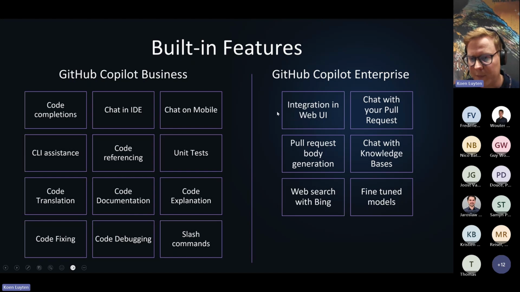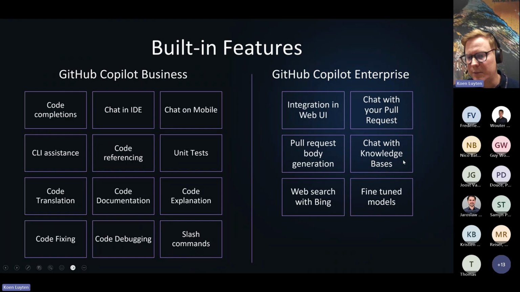integration in github.com. The integration is mainly about chatting with repositories inside of GitHub. So you can chat with your pull requests like it's stated here. If I have time, I can show you this. But what it comes down to is that in the context of a pull request, you can use chat to ask, okay, what's going on here? Is this the best way? Can you generate a pull request summary for me, and things like that? And so that is a pull request body generation.